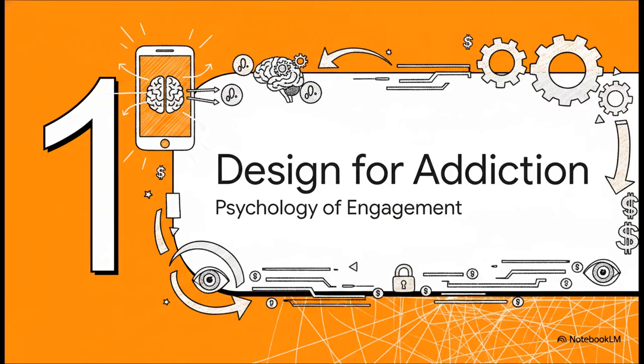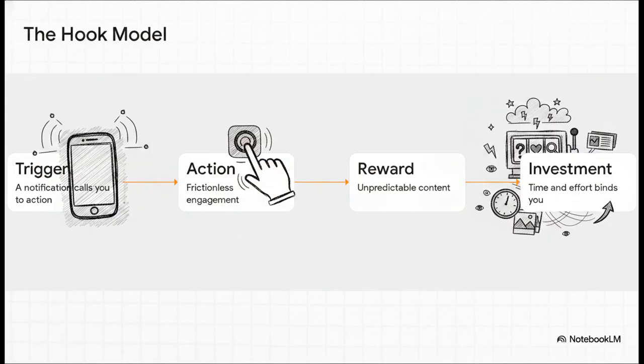Section 1. Design for Addiction: The Psychology of Engagement. To really understand digital surveillance, we first have to ask, why can't we look away in the first place? Well, product designers rely heavily on what's called the hook model. It's a behavioral cycle made up of 4 steps: triggers, frictionless actions, variable rewards, and finally, your personal investment.